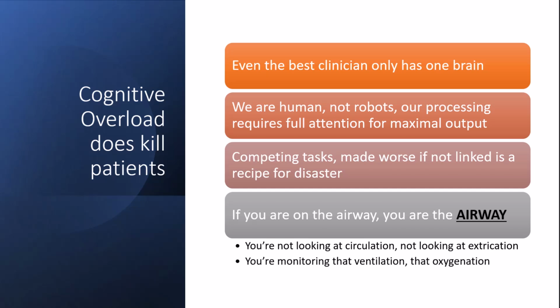If you are, for example, on one task like the airway, you are the airway. That means you're not looking at circulation, you're not looking at extrication. You are monitoring that ventilation, that oxygenation, all the vital signs that relate to oxygenation. That is your goal, and that is how you reduce cognitive overload, by delegating tasks and sticking to certain tasks where the resources allow you to.